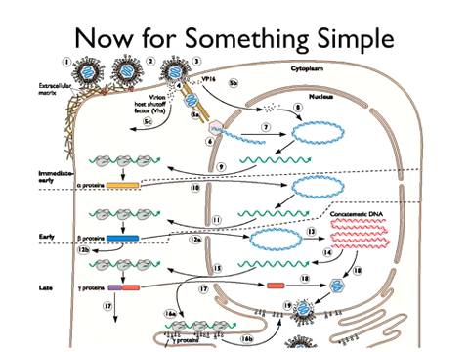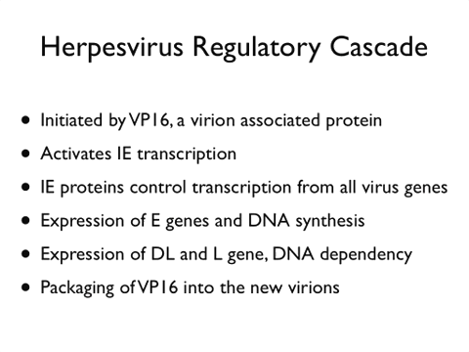Late gene products allow for production of capsid proteins, which come back into the nucleus and capsidate virus DNA, and then bud out from the nuclear envelope, acquire other virus and host proteins in a tegument, and in another process which involves re-envelopment, form a complete virus structure. Pretty complicated. So, the herpes virus regulatory cascade is initiated by VP16, a virion-associated protein.